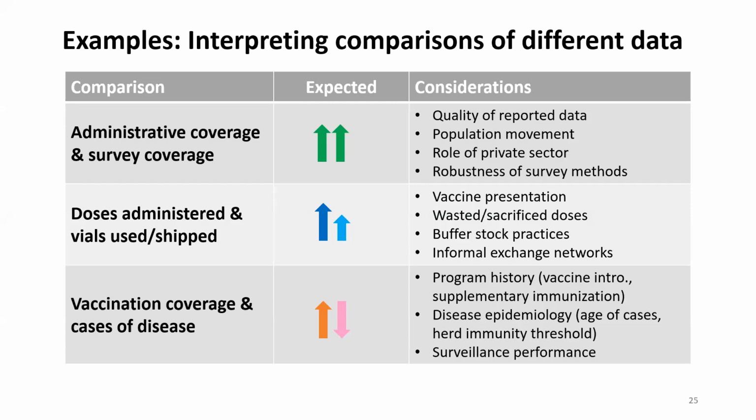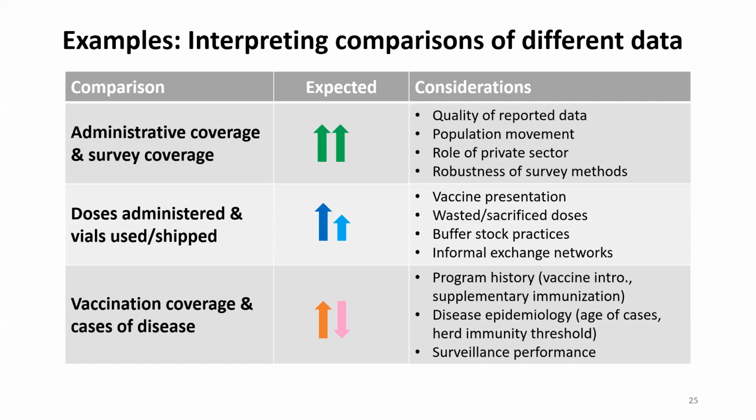So vaccine presentation: if it's a one dose vial, maybe you would expect it to be exactly equal, but a lot of times perhaps there's a number of doses in a vial that you need to just be aware of. Are there wasted or sacrificed doses? Are there buffer stock practices or informal exchange networks? Things like that, you just want to make sure you consider.